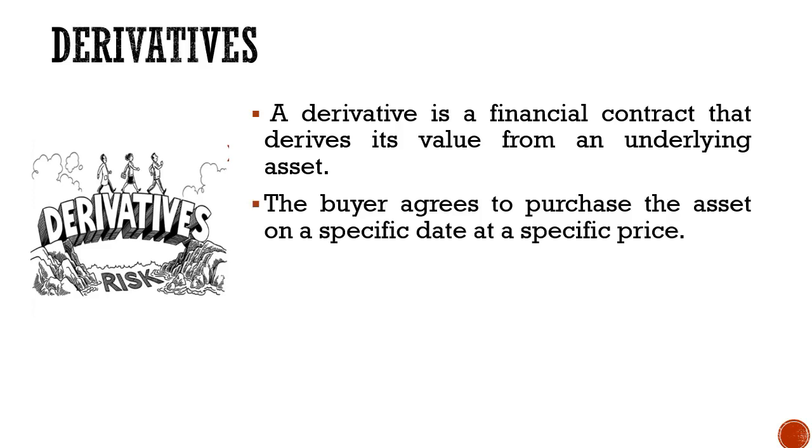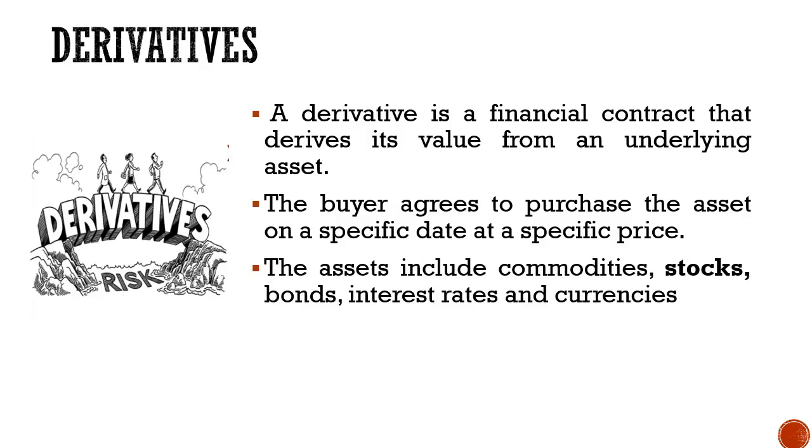Now under derivative, the buyer agrees to purchase the asset on a specific date at a specific price. This is a very important point under derivative. The buyer agrees to purchase the underlying asset on a specific date. The date can be any future date or the present date at a specific price. So under derivative, first of all there has to be two parties. Secondly, the buyer agrees to purchase the asset at a specific rate and at a specific price.